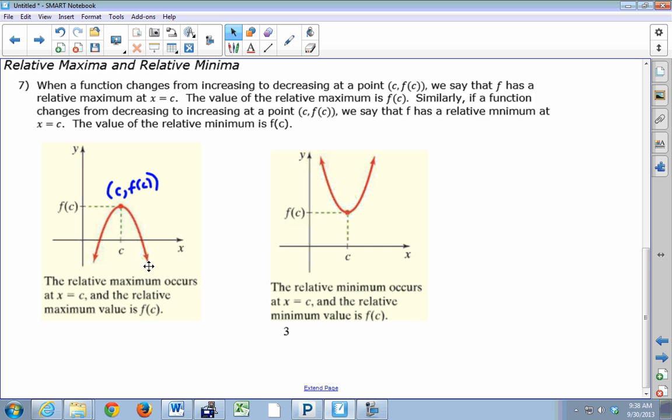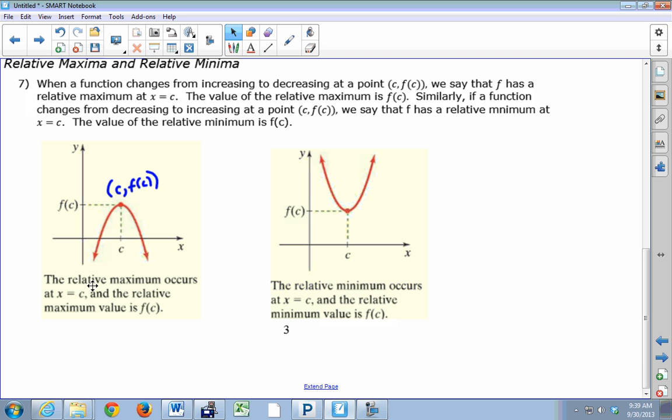decreasing. So notice by the very definition, you have to have some values of your function on either side of that point called c, f of c. So you have to have your value defined to the left of c and to the right of c. There has to be some function there. So when you go from increasing to decreasing, this is called the relative maximum. It occurs at x value equal to c, and the relative maximum value is the output.